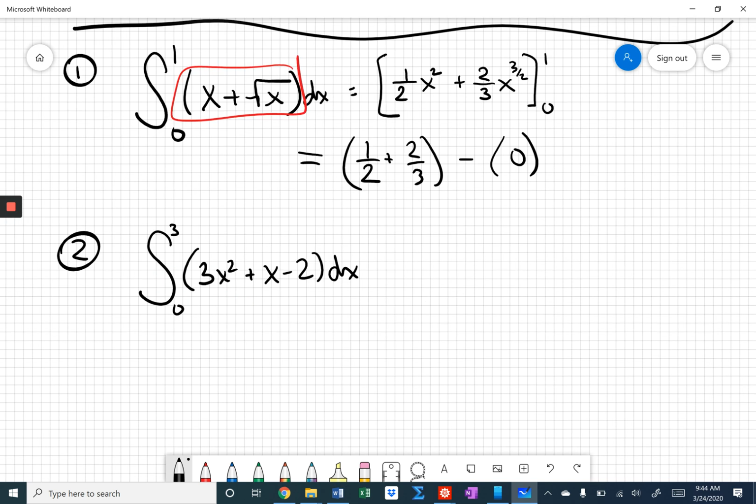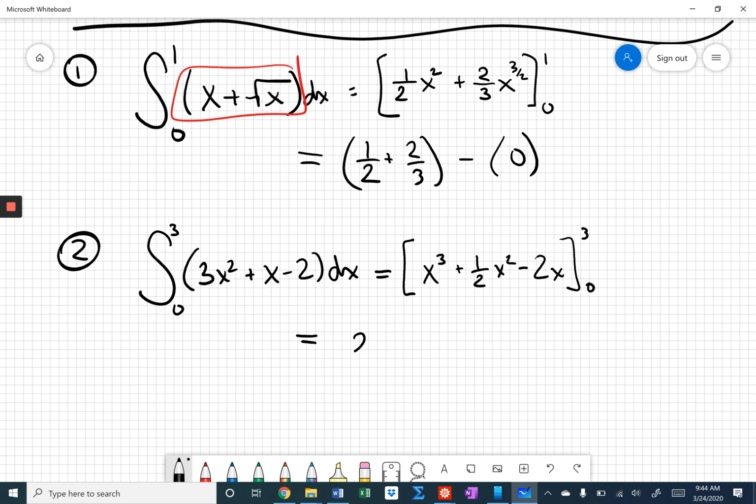All right, here's example number 2. Again, we're just applying the fundamental theorem. An antiderivative of 3x squared is going to be just x cubed, and then plus 1/2 x squared minus 2x. And then from 0 to 3. The nice thing about having 0 as one of our limits of integration is that these expressions all come out to be 0. Not all expressions do that, of course, but these do, so that works out nice.